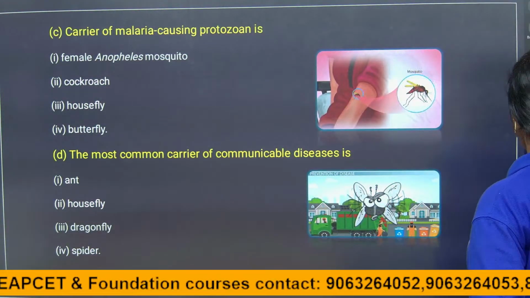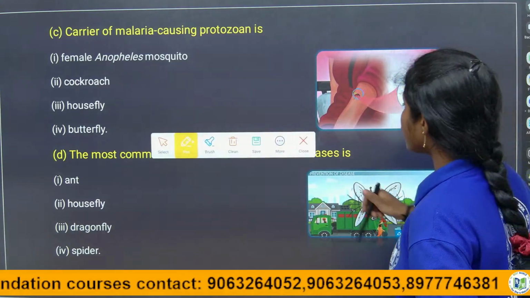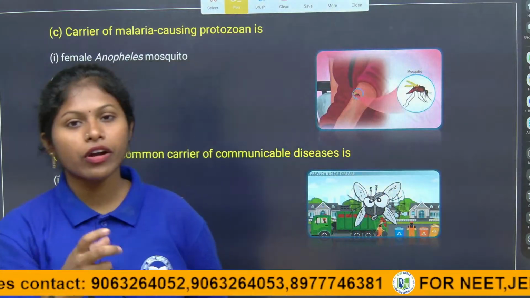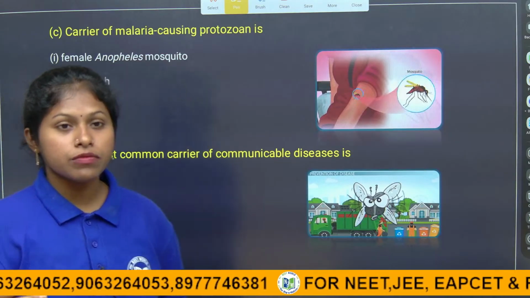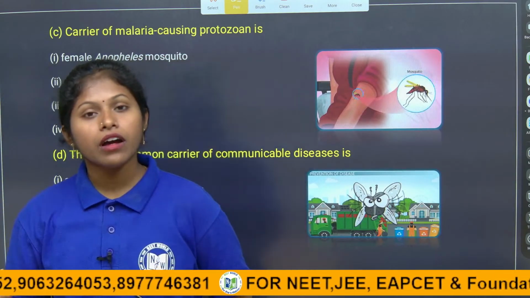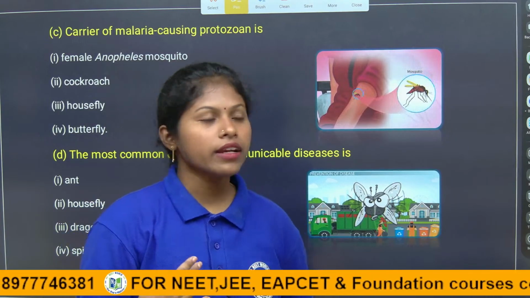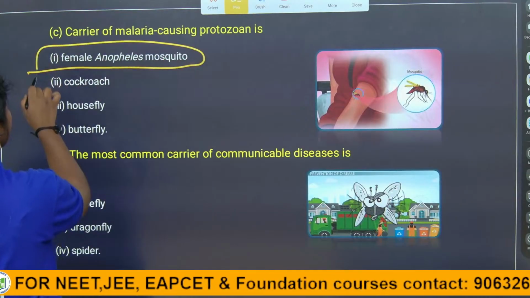So we have to use mosquito nets and mosquito repellents to avoid malaria. By using mosquito nets, mosquitoes cannot come in from the outside, right. These are some of the preventive measures that should be followed in our home.